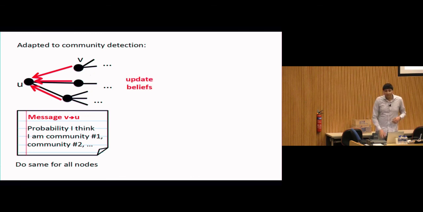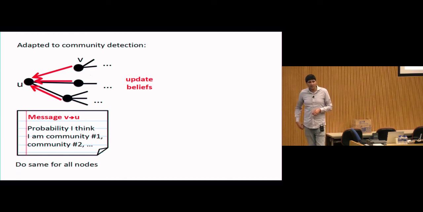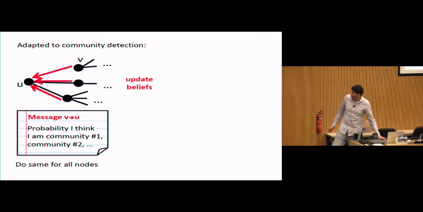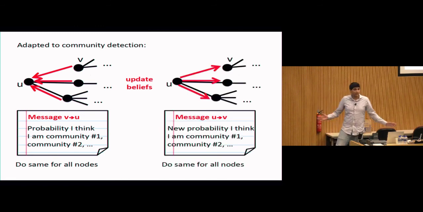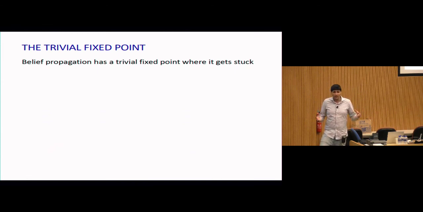And then what you do is you update your beliefs because, if v really strongly believes that he's in the first community, but I don't have an edge connecting me to v, I might slightly downweight my belief that I belong to the first community myself, because it's a little bit less likely. So there's some sort of explicit update rules that you can write down for this. And all you do is you iterate this until convergence. That's belief propagation.